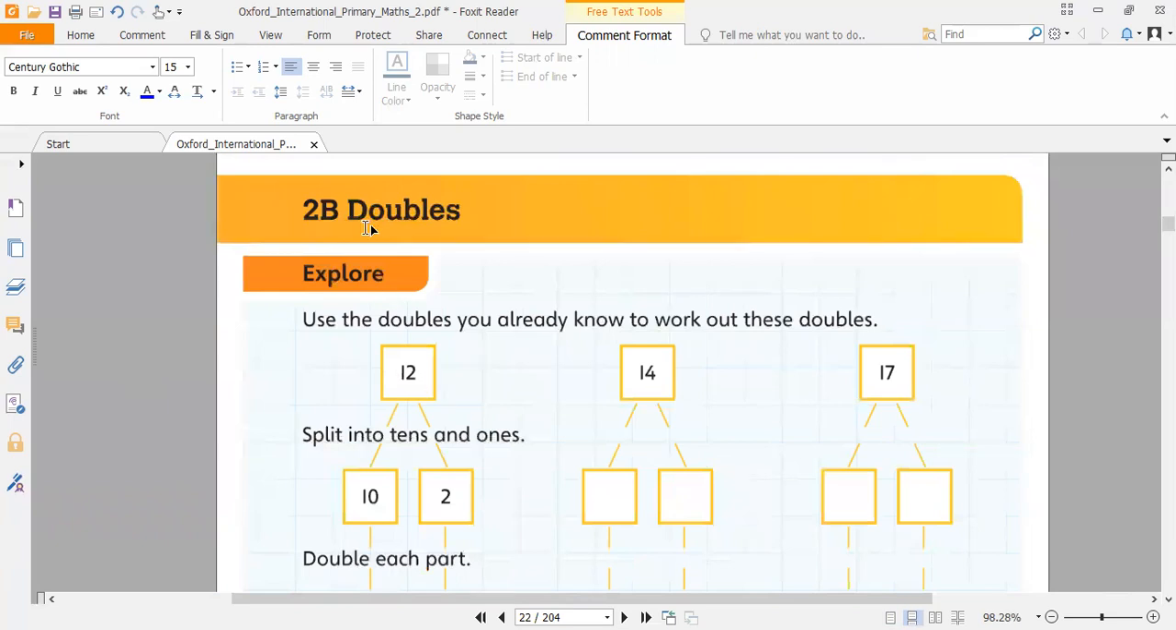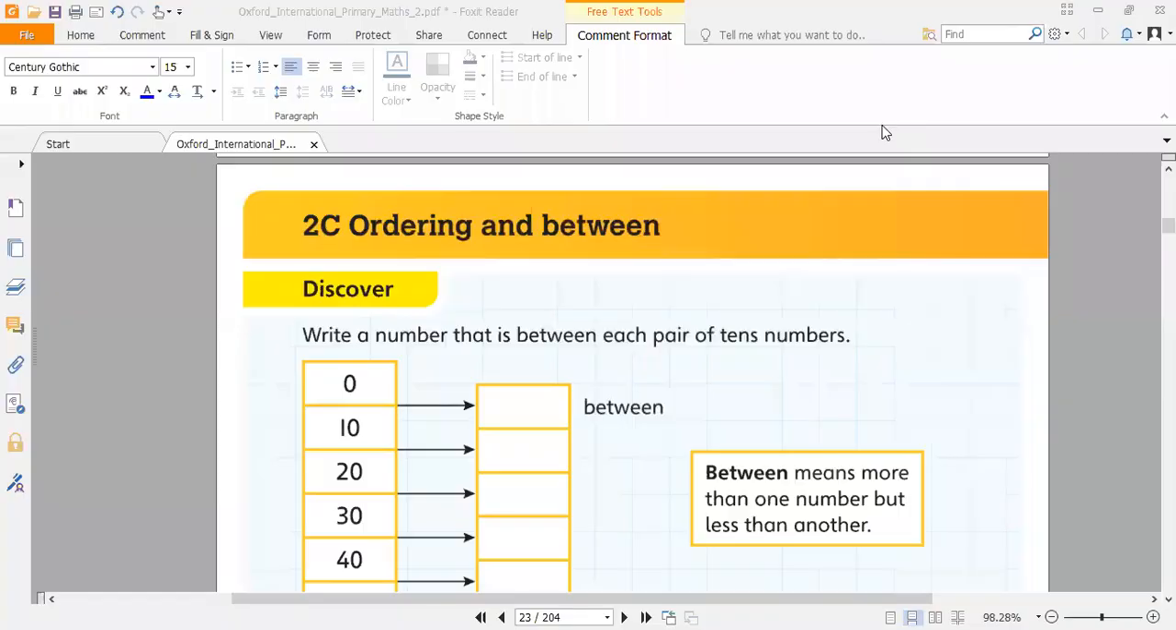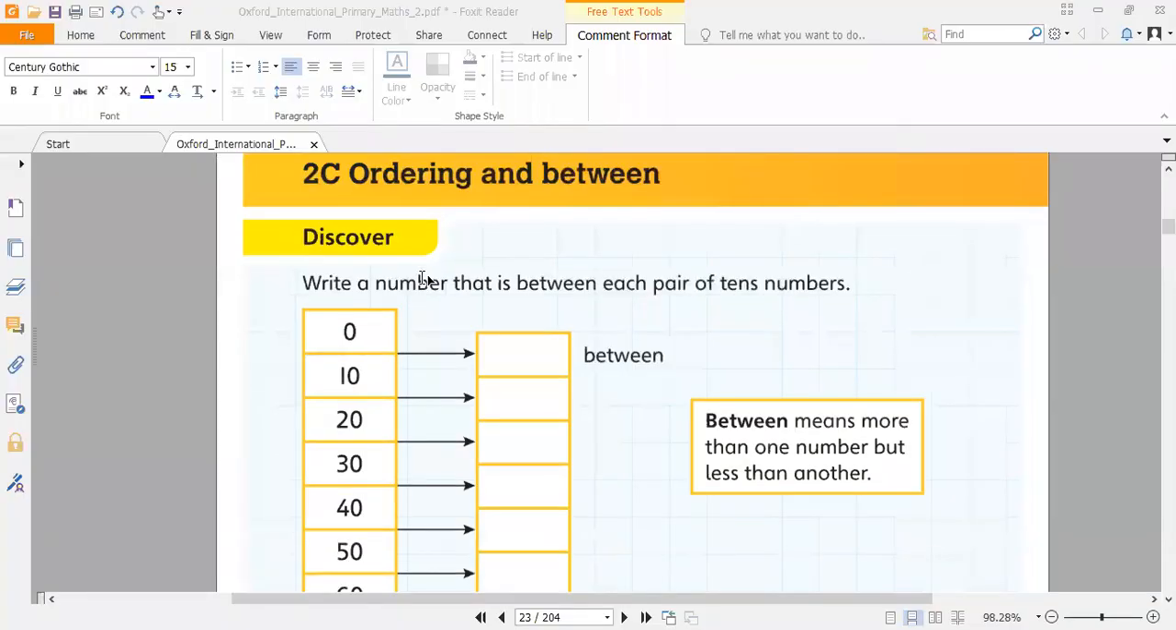Our next is exercise. Choose the doubles you already know to work out these doubles. Split tens and ones. Just wait a second. So our next exercise is to write a number that is between each pair of tens numbers.